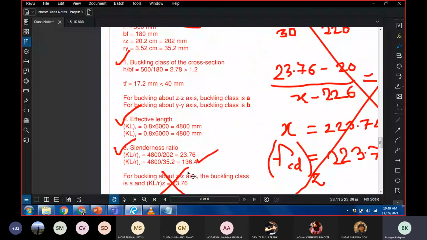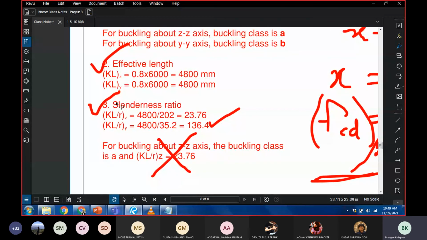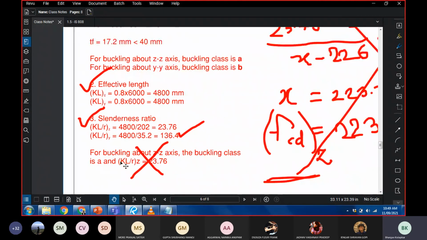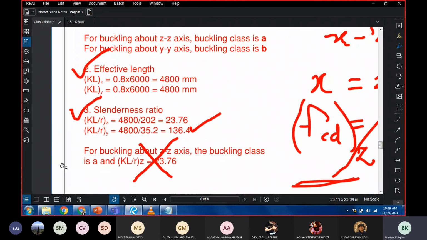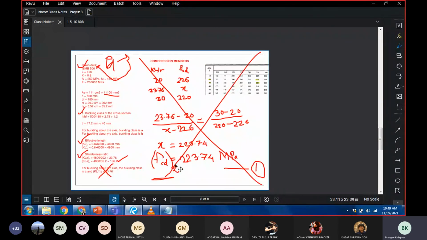So when we analyzed the section, we found the effective length and two slenderness ratios: the slenderness ratio about the z-axis and the slenderness ratio about the y-axis. For buckling about the z-axis, the buckling class is A, and using this we referred to the table and found the value of FCD about the z-axis.